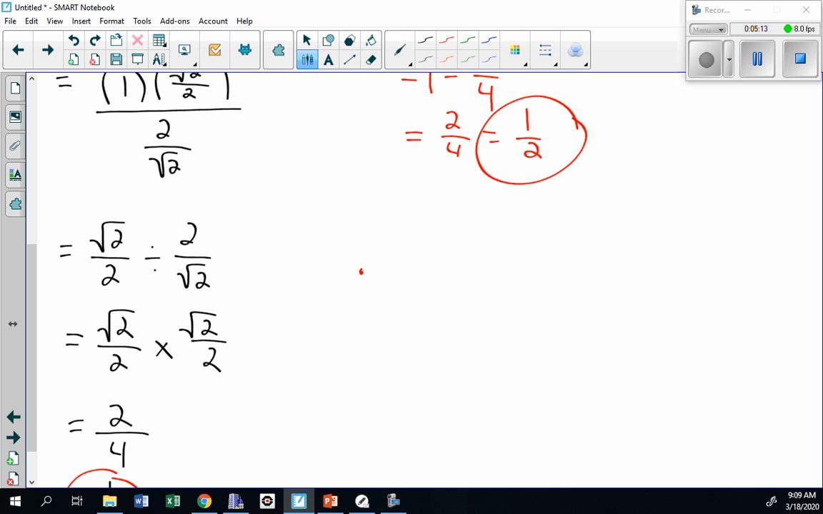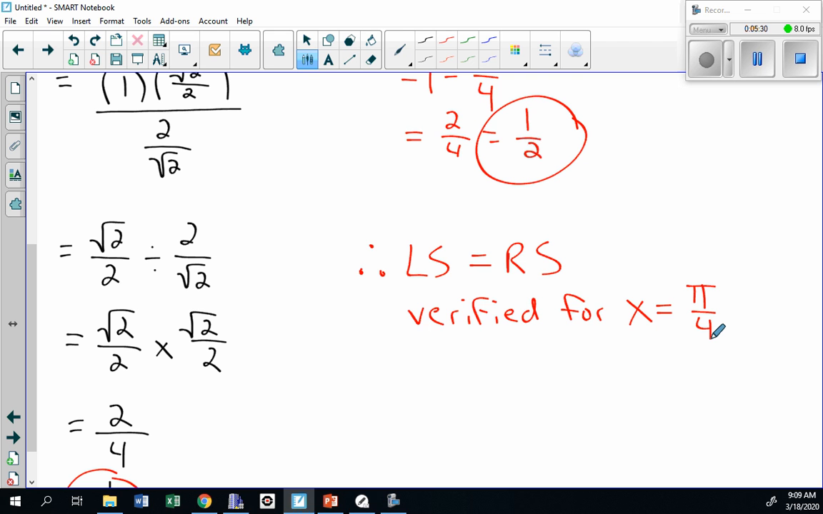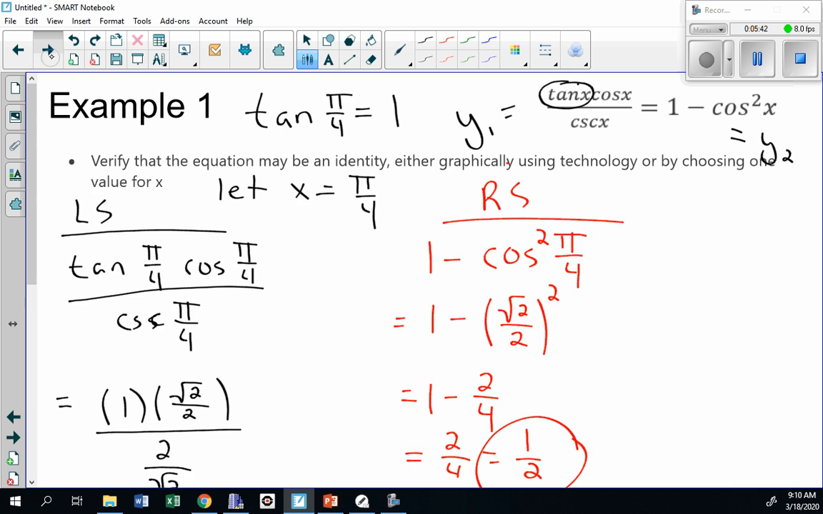So therefore, left side equals right side, which means it's verified. So verified for x equals pi over 4. Now, we haven't actually proven that it works for every value yet. We only know it works for x equals pi over 4. We're not going to continue trying to plug in a million different x's. There's a better way, which is what we're going to see in the third part of this question.